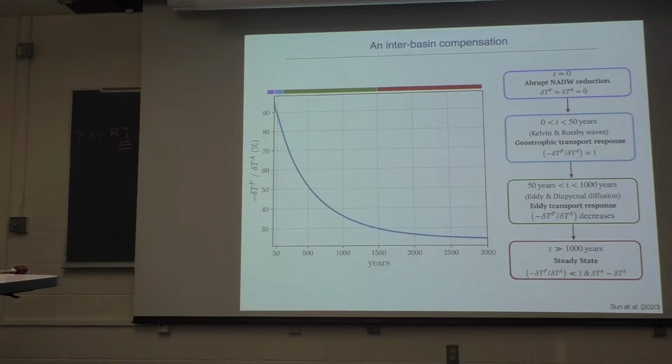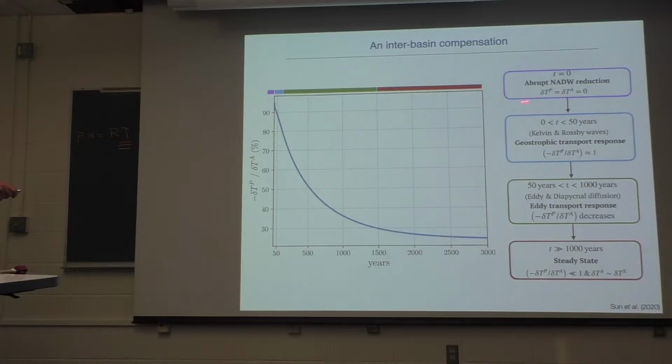And this kind of walks through why. Just do this a little bit quickly. Time is still on the x-axis here. This is showing the change in the transport into the Pacific divided by the change in the Atlantic. So a total compensation is 100%. And then over time, this decays.